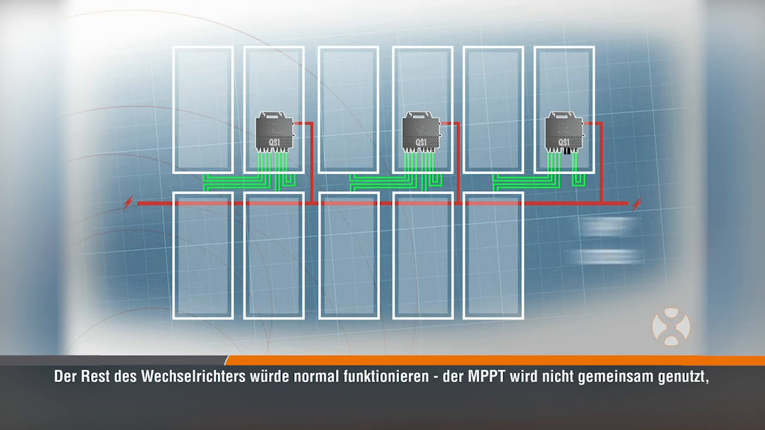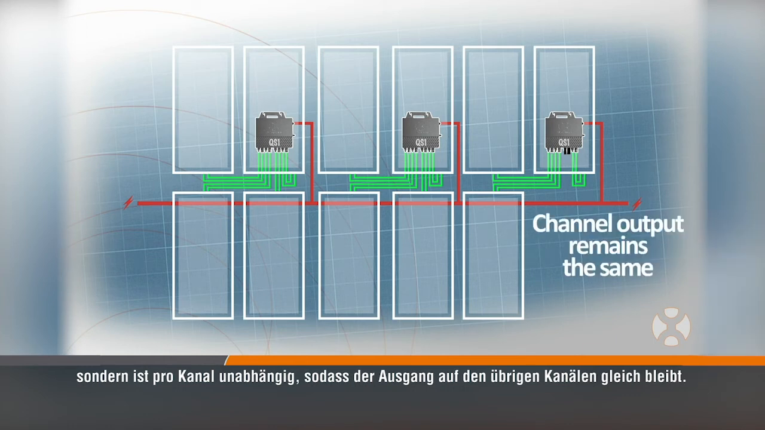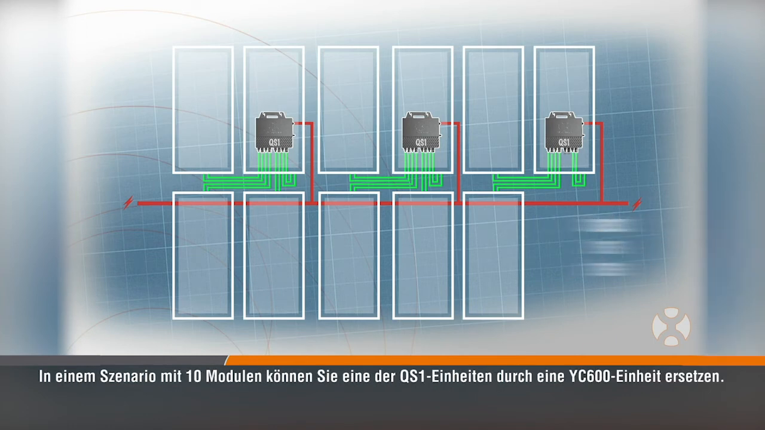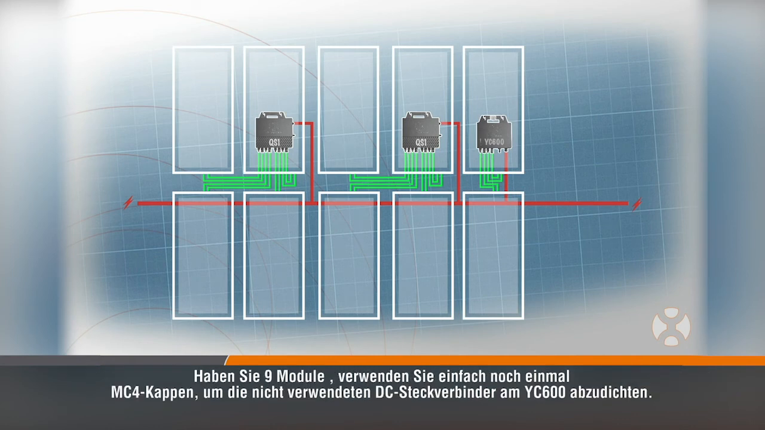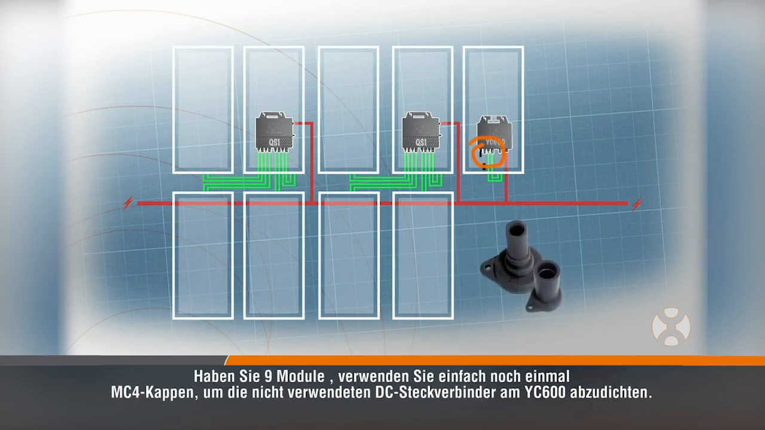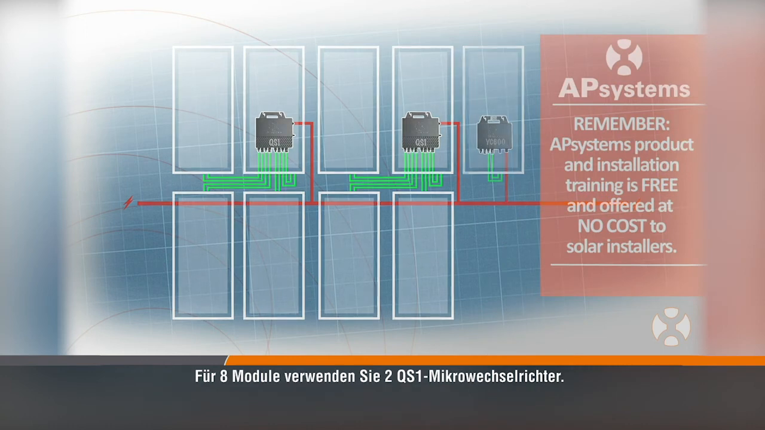The rest of the inverter would function normally. The MPPT is not shared, but independent per channel, so the output on the rest of the channels would remain the same. In a 10-module scenario, you can simply replace one of the QS1 units with a YC600. If you have 9 modules, just use MC4 caps once again to seal the unused DC connectors on the YC600. For 8 modules, simply use 2 QS1 microinverters.